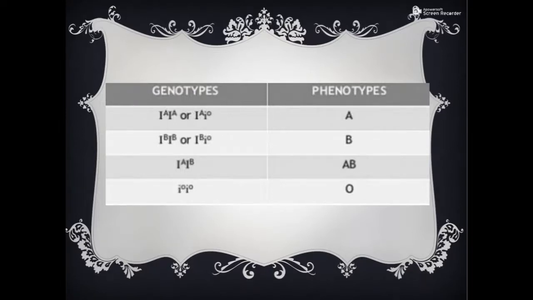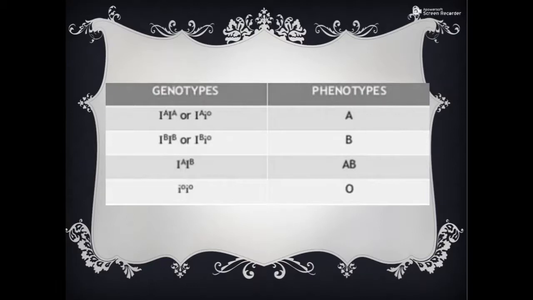And in the case of those who have a B blood group, they can have an IBIB or an IB small i type of genotype. And in the case of people having the AB blood group, IA and IB should be present. That is, they are co-dominant. When you have a maternal or a paternal gene coding for IA and another coding for IB, both genes are expressed, and as a result you will get an AB blood group.